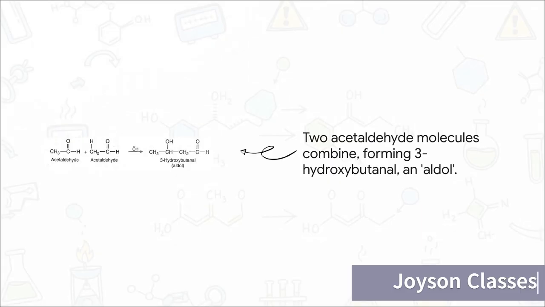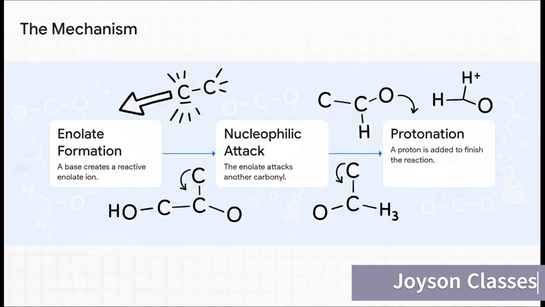So here's the simplest case you can imagine. Two identical molecules of acetaldehyde. You put them in a flask with a base, and they join forces to create this new, bigger molecule. And check out the product's name, an aldol. That's a huge hint about its structure, because it has both an aldehyde group and an alcohol group. Pretty clever, huh? Now, the magic that makes this all happen really boils down to three key steps.